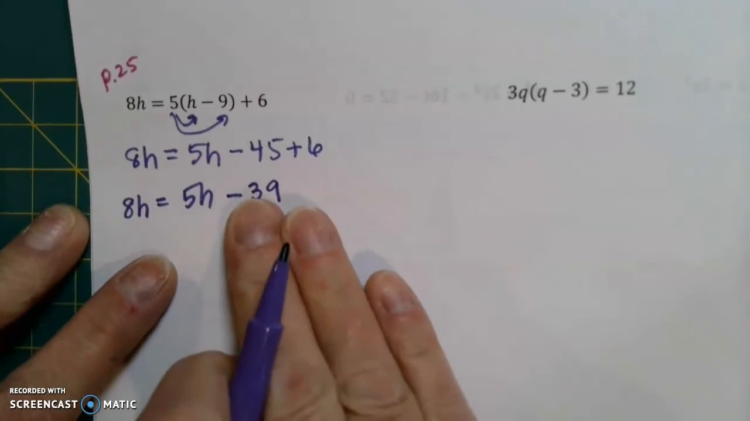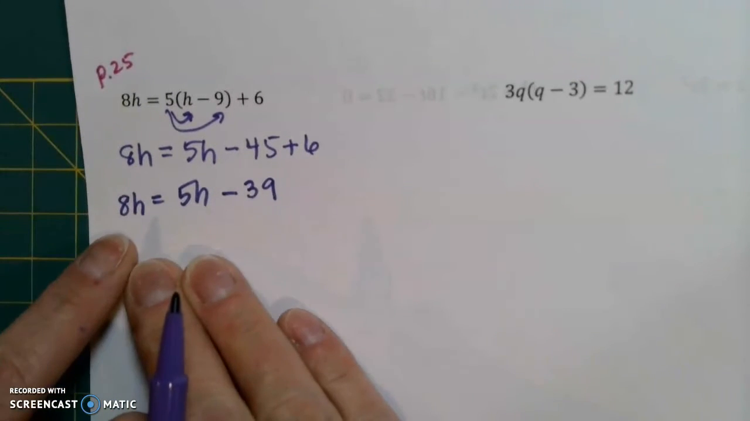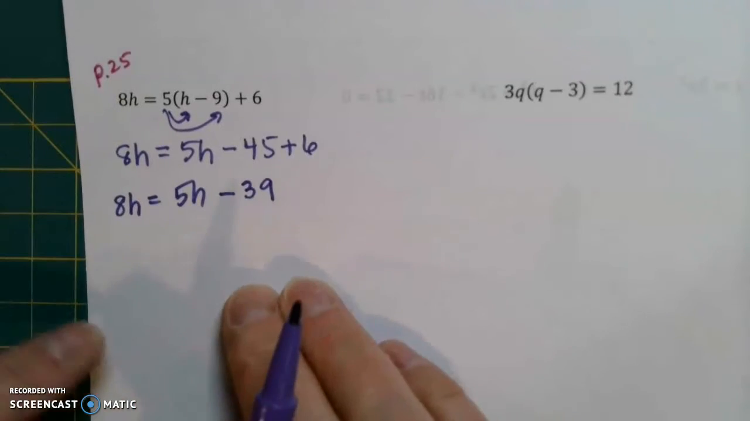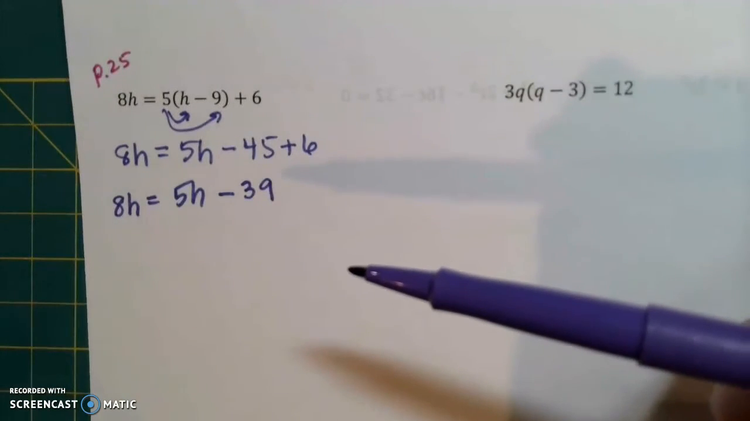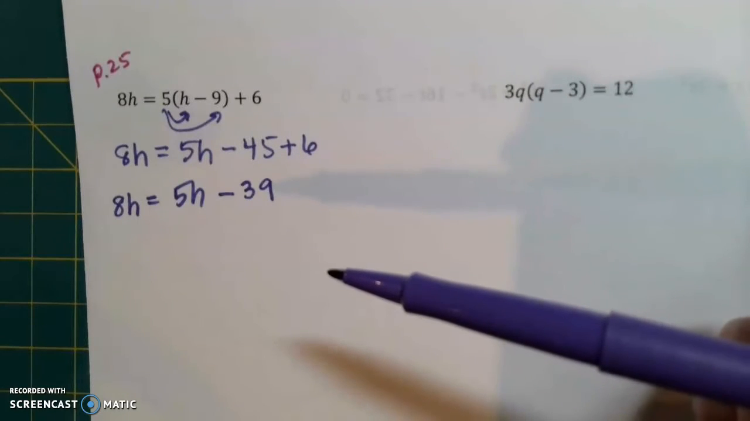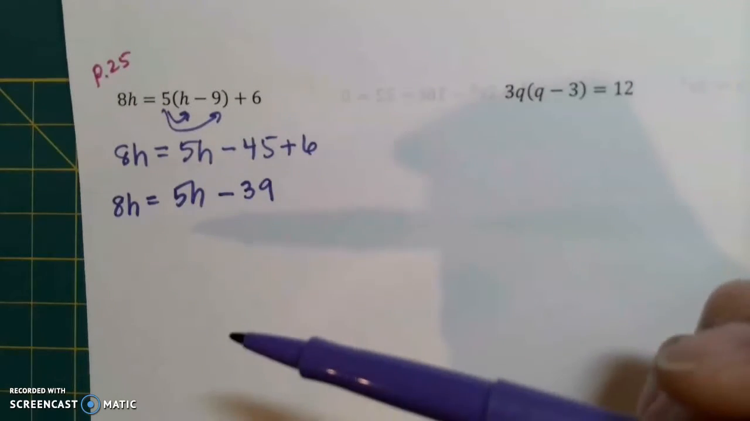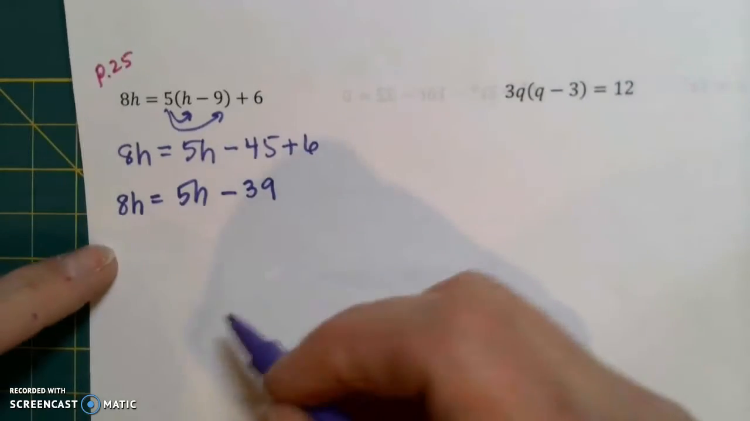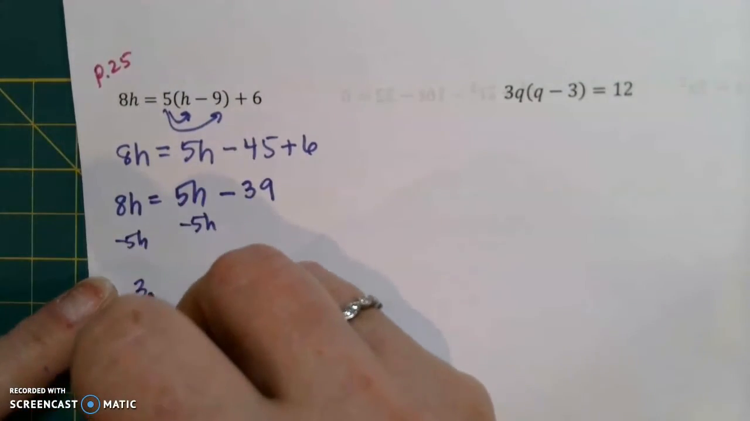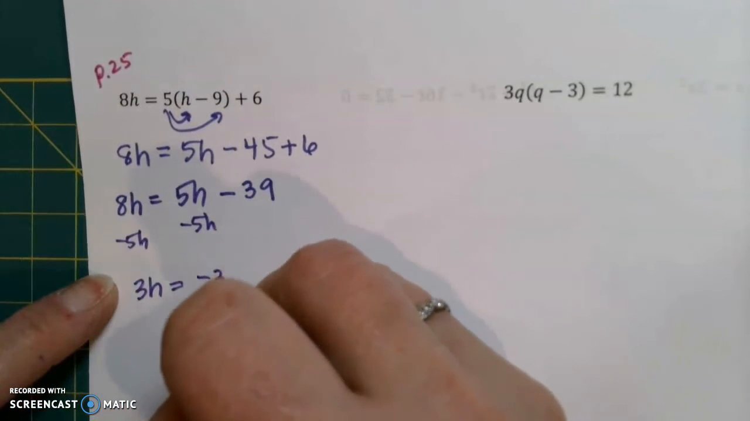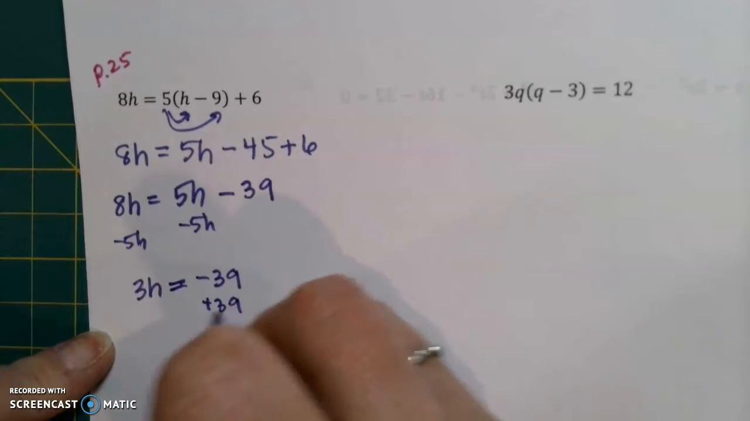And then I can move all of that over to the other side, or I can move the 8h over to the right. But I'm also looking at this and thinking, you know what? This is a linear equation, and I don't have to get everything on one side and use the zero product rule in this situation. But let's keep moving with the zero product rule and see how that flows. Okay, so I will subtract 5h from both sides. We'll get 3h equals negative 39. And then adding 39 to both sides.